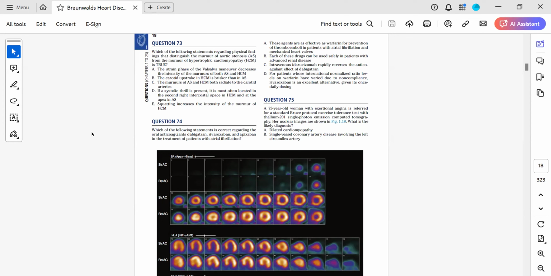I don't know whether there are extra comments or should I continue? Okay. So question 17. I just want to find out the murmur of HCM, where does it radiate to? The systolic murmur of HCM. We can read from the answer. Okay, let me go to 73. Okay, I'm sorry. Let me just read for 73.